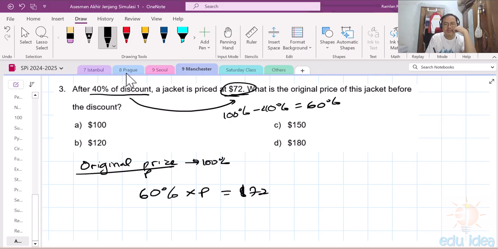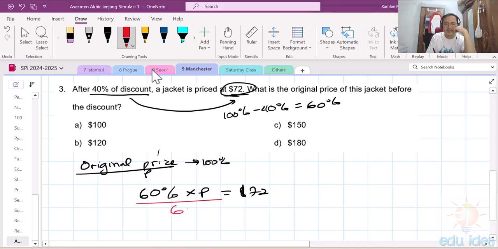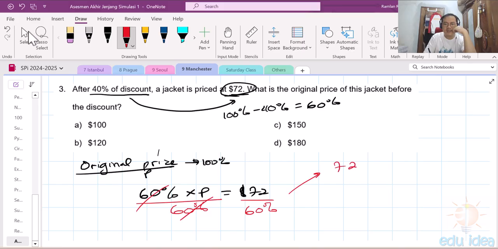So remember, when we want to solve any algebra equation, we only need to move everything. We see that in here, P must be by itself on one side of the equal sign, so we need to get rid of this over here. So what do we do? We only need to divide both sides by that number, which is 60%. Divide by 60%, and you get this being cancelled and P equals 72 divided by 60%. If you're having trouble doing this, you can write it down like this.